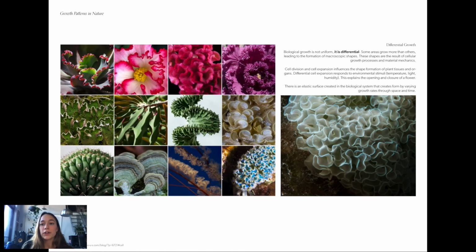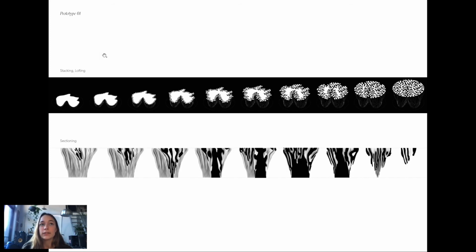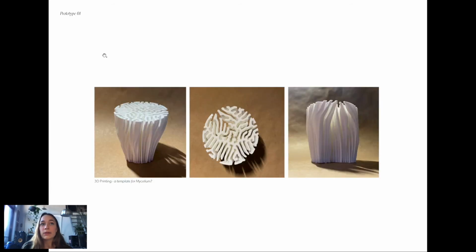This structure will follow differential growth patterns. Biological growth in nature is differential, meaning it responds to environmental stimuli, varying growth rates through space and time. I investigated this pattern using a Grasshopper script, expanding and diffusing a single curve within a boundary. 10 iterations were developed, and I looked at different ways of interacting between these iterations, including stacking and lofting. I then 3D printed this, which could potentially be a template or mold for the next stage of mycelium study.